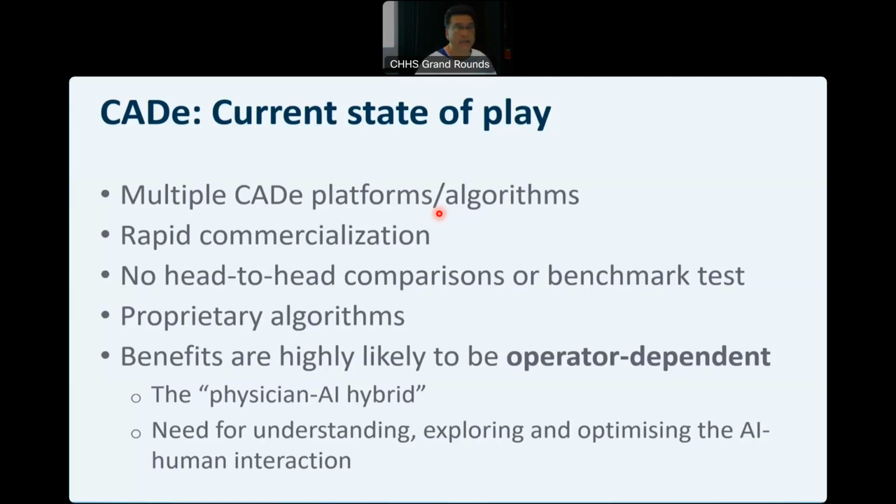So it is available. And we are using it, but there's no head-to-head comparison. There's no benchmarking, and there are all these black box proprietary algorithms which are not easily available. If you really want to make the system work, then everyone has to bring all the data sets together to really improve that. So I think the benefits are probably more likely to be operator dependent, and a hybrid model where the AI provides you part of the thing, but it's how you integrate as an operator with the AI, and not relying on just one or the other. It's a hybrid thing between the two of them.